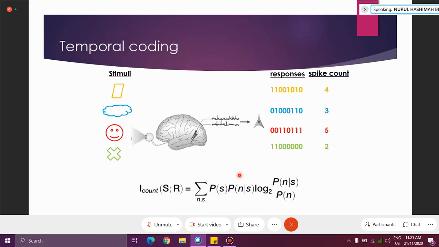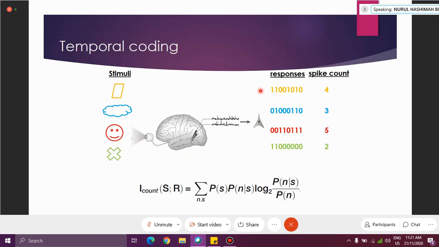So depending on the different stimulus, the response will also be different. If you see this shape, then the response is like this. So the spike count, and what they did is they convert, okay, where they see the stimulus, the brain produces this EEG signal. So this is your EEG plot.